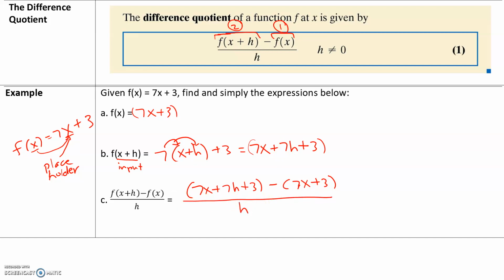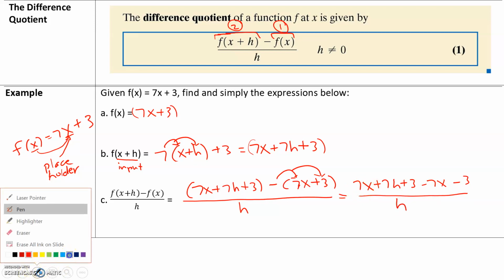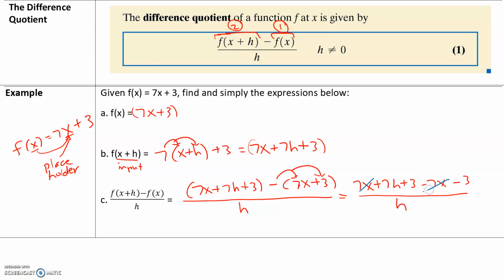Okay, let's keep simplifying. So you have 7x plus 7h plus 3. I'm going to rewrite that just the way it is, but the second parentheses has a negative sign in the front, so we distribute the negative. That gives you a negative 7x minus 3. And all of that is divided by h. Okay, let's keep simplifying. We have a 7x and a negative 7x. 7x minus 7x is going to add to 0. You have a positive 3 and a negative 3. That is also going to add to 0.